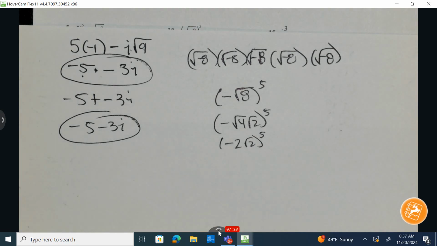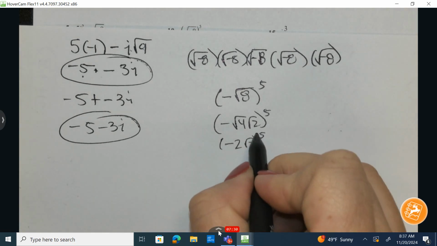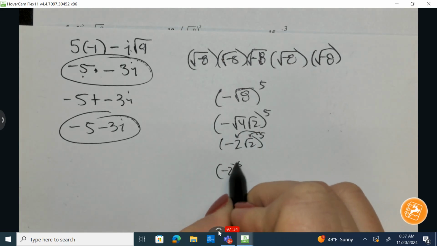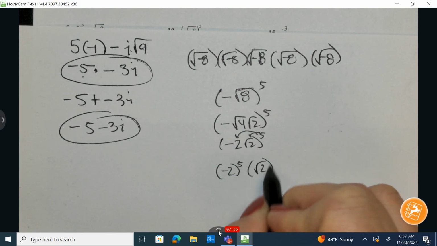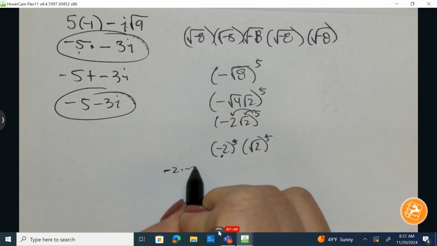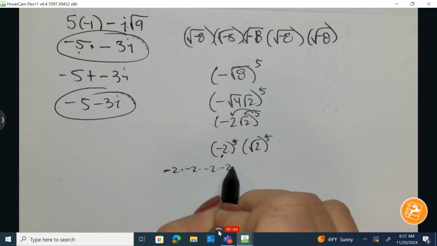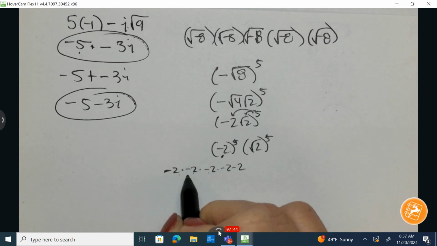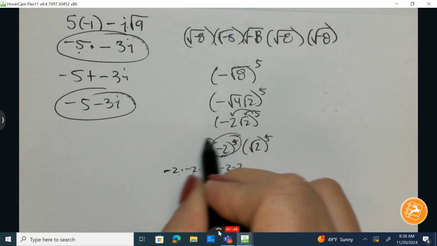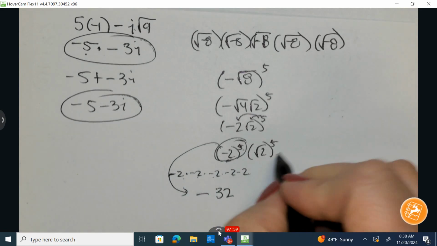Okay, now the next thing I'm going to do is this needs to be distributed to the negative 2 and to the square root of 2. So negative 2 to the 5th and square root of 2 to the 5th. Well, negative 2 to the 5th would be negative 2 times negative 2 5 times. And I have an odd number of negatives, so it's going to give me a negative answer, and 2 to the 5th is 32. This produces negative 32.